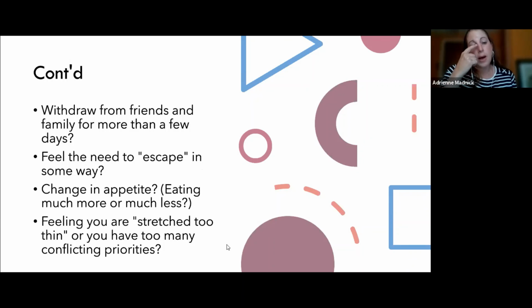And how many of you have that feeling that you are, quote, stretched too thin, or you have too many conflicting priorities? You have too much to do and not enough time to do it in. Or you have many responsibilities, but you have to choose between them, and you feel like you can't get it all done. All right, so we've got 9s and 5s and 7s. Okay, thank you again for sharing.